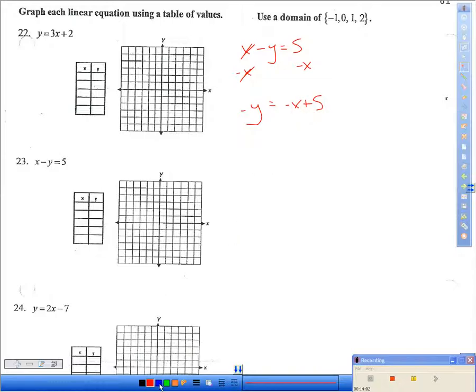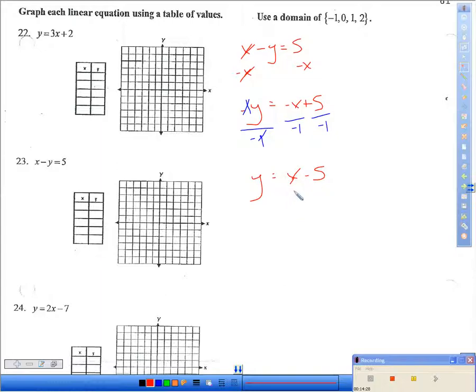At that point, we almost have y by itself, but this is negative 1y, so we'll divide the left by negative 1 and divide each part on the right by negative 1. Well, the negative 1 divided by itself is going to cancel. So on the left-hand side, all we get is y. On the right-hand side, negative x divided by negative 1 is just going to be positive x. 5 divided by negative 1 is negative 5, so y equals x minus 5. At this point, for number 23, we have solved that equation for y.